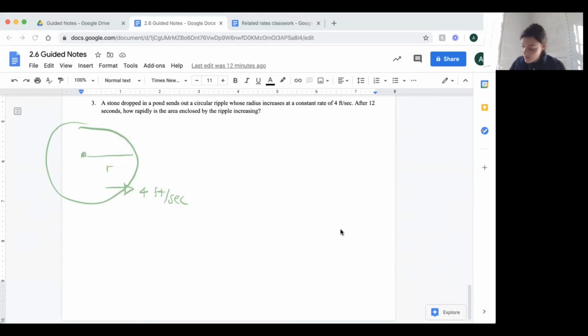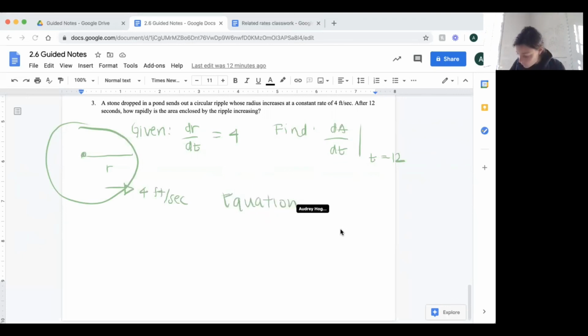I know that the rate of change of the radius with respect to time is equal to 4, given. I want to find the rate of change of the area, dA over dt, at the moment when time is equal to 12 seconds. The equation is going to be my equation for the area of a circle, which is A equals pi r squared.